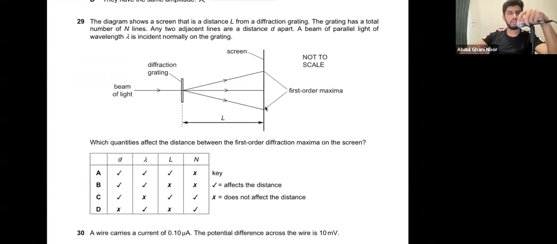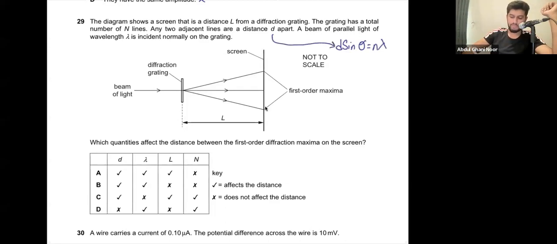Question number 29 says, the diagram shows a screen that is a distance L from a diffraction grating. The grating has a total number of N lines. Total number of N lines, not lines per meter, not lines per centimeter, total lines बता रहे बस. Any two adjacent lines are a distance D apart. Okay, this is from the formula D sine theta equals N lambda. So this is distance D. A beam of parallel light of wavelength lambda is incident normally on a grating. Which quantities affect the distance between the first order diffraction maxima on the screen?